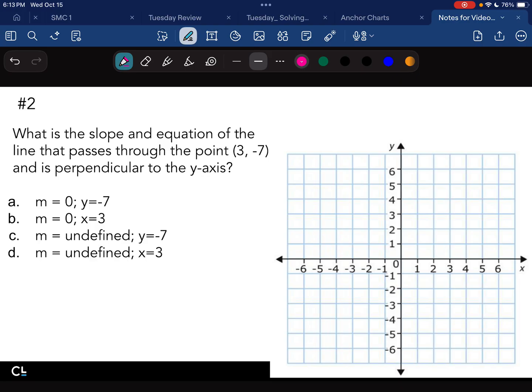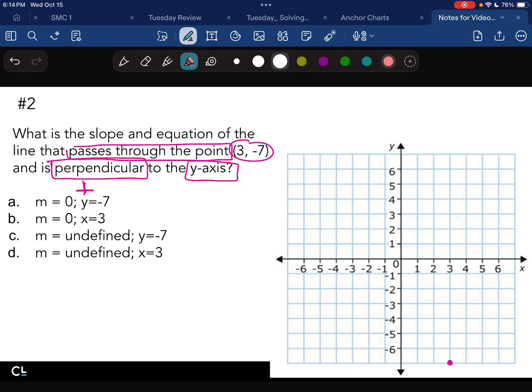Okay, so looking at this question. Yes, they use the same point, 3, -7, so same spot. But this question is saying perpendicular to the y-axis. So remember, if it's perpendicular, it intersects. It does intersect. So I'm going to again highlight my y-axis. And I know that it's perpendicular, so that means it must pass through. So instead of the previous line, it would look like this.